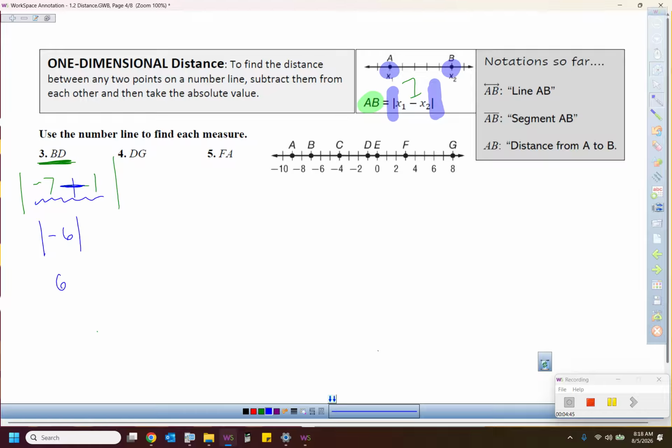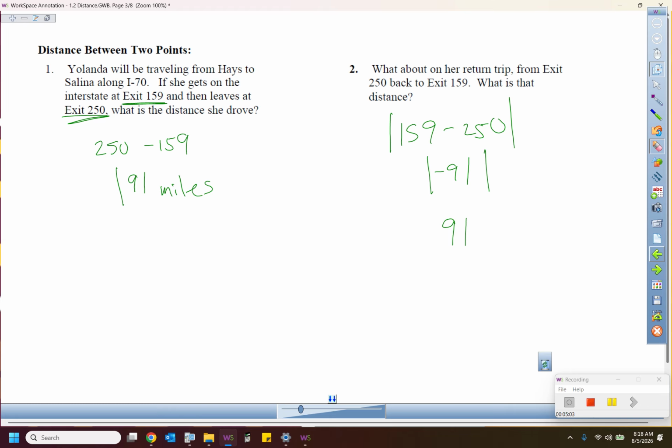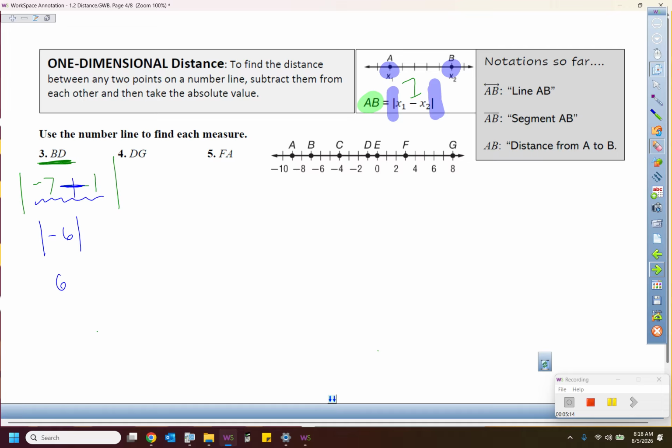The absolute value of -6 is a +6. Those are 6 units apart, which most people are like, geez, why did you make me do all that when I could have just counted? Like from B to D, there's 1, 2, 3, 4, 5, 6. Duh. Of course you can do that. But when it comes to larger numbers, I don't want to sit there and make a number line and count from 159 to 250 and count 91 tick marks and all that stuff. That would be ridiculous. But we're just learning the theory behind it.